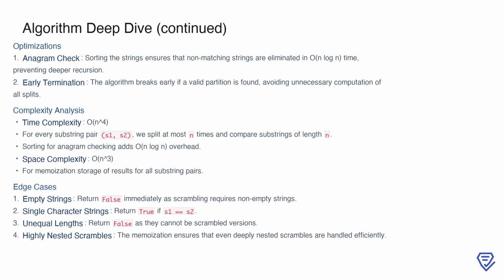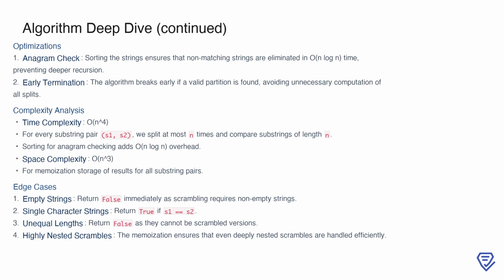To further optimize the algorithm, the anagram check is implemented early and efficiently by sorting the strings, which eliminates non-matching pairs in O(n log n) time. Another optimization is early termination. As soon as a valid partition is found, the algorithm stops further checks and returns true, avoiding unnecessary computation for all possible splits.